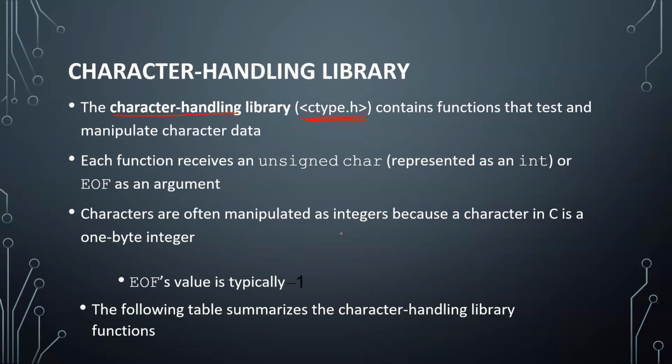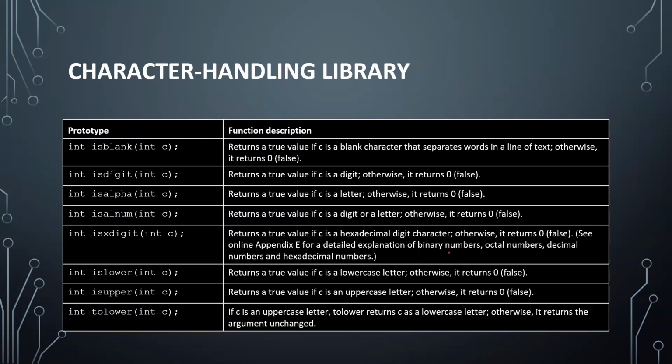Characters are often manipulated as integers because a character in C is a 1-byte integer. So we were able to put all of the numerics and the letters and the symbols all within the 1-byte integer. And typically your EOF is a negative number, a -1, because remember, we are representing the unsigned. So let's look at a few of the character handling functions that are available in that library.